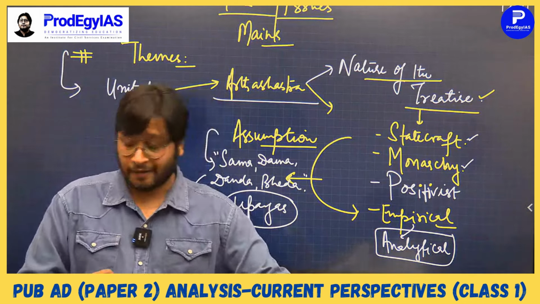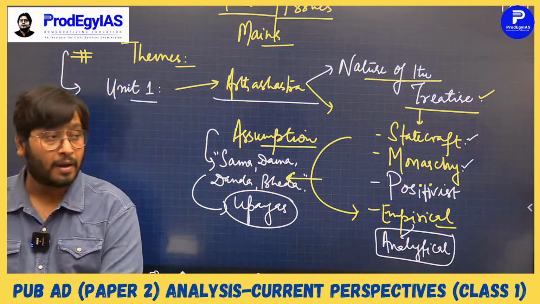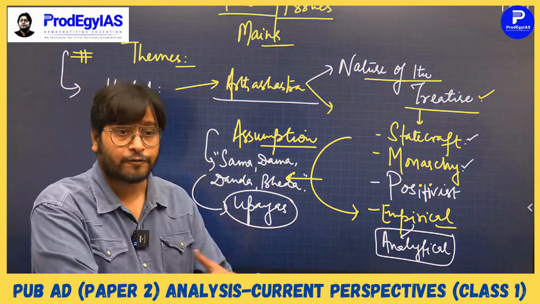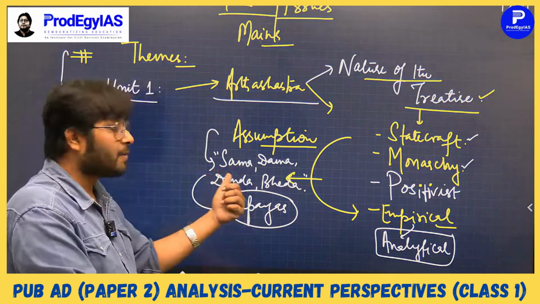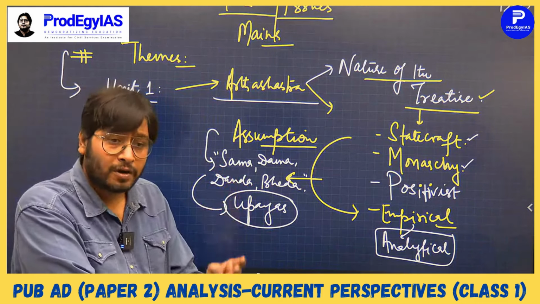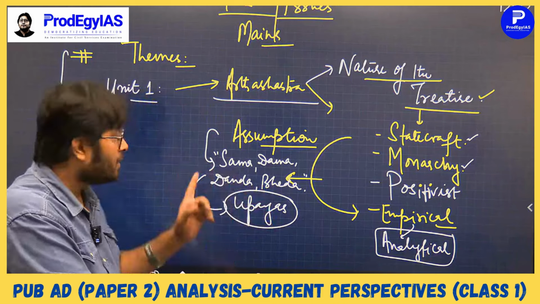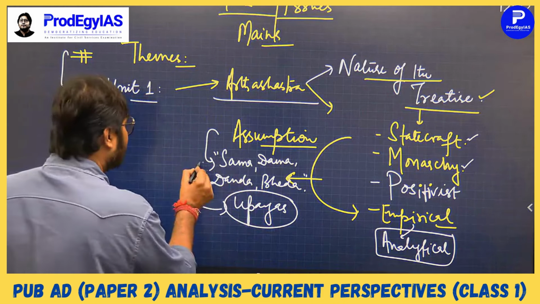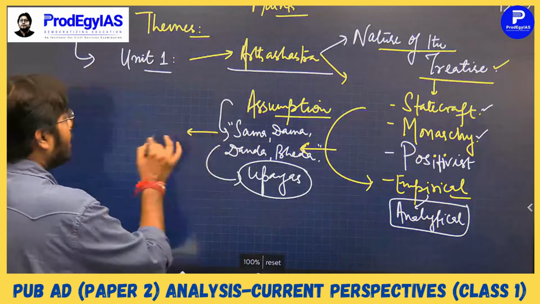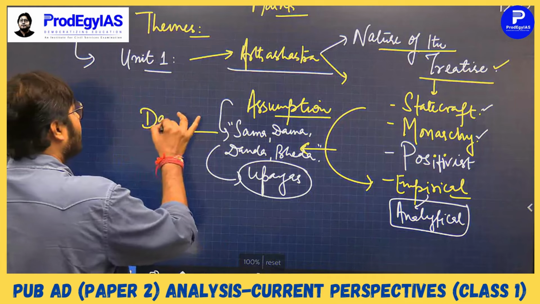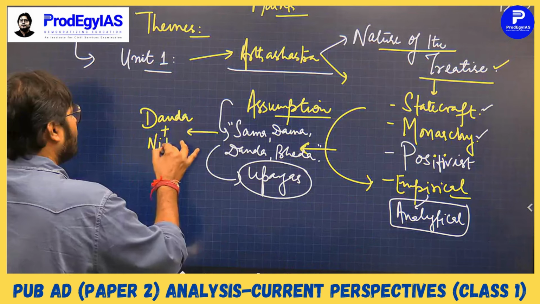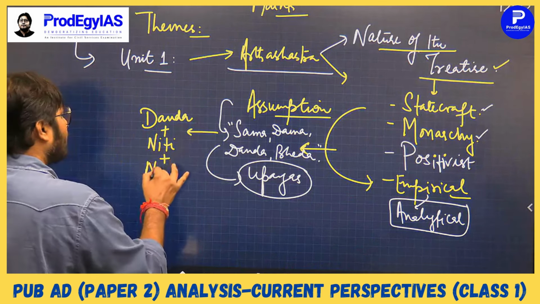Anywhere, if you have to exercise power, if you have to get things done, if you have to make decisions, then they must be based on these upayas. Whether it is international relations or governance, right? These are the upayas. These elements, coupled with the idea of dand, niti, nyay.